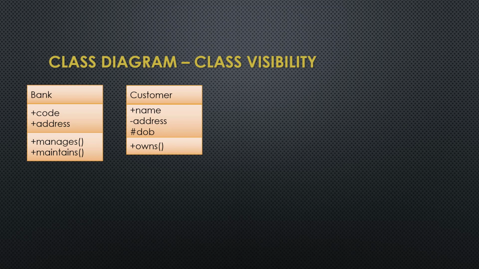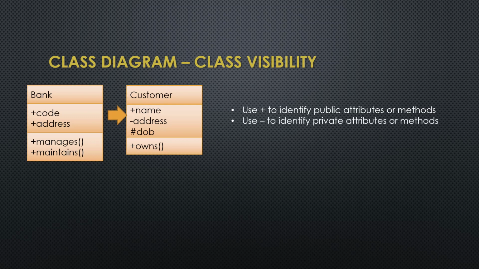Class visibility. You can use the plus to identify the public attributes or methods. Use minus to identify private attributes or methods, and use hash to identify protected attributes or methods.